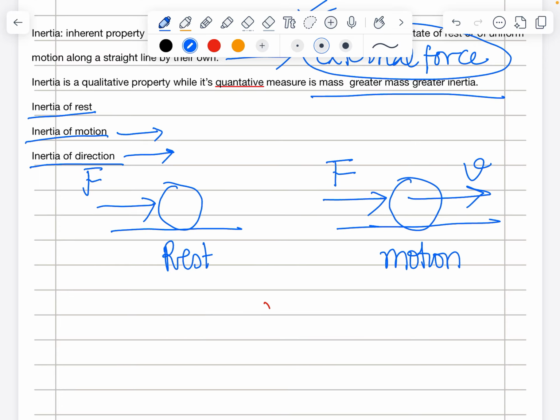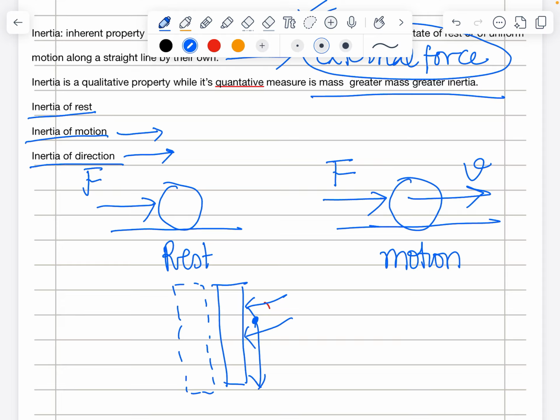It's clear. So it is that inability. Now there are some examples of the inertia of rest and inertia of motion. For example, when a hanging carpet is beaten, then because of the inertia of rest, dust particles are removed. Because when you beat the carpet, what will happen? Carpet will move forward. But the dust particles which are settled inside the pores of the carpet will be left behind, and due to gravity they will fall in the downward direction.